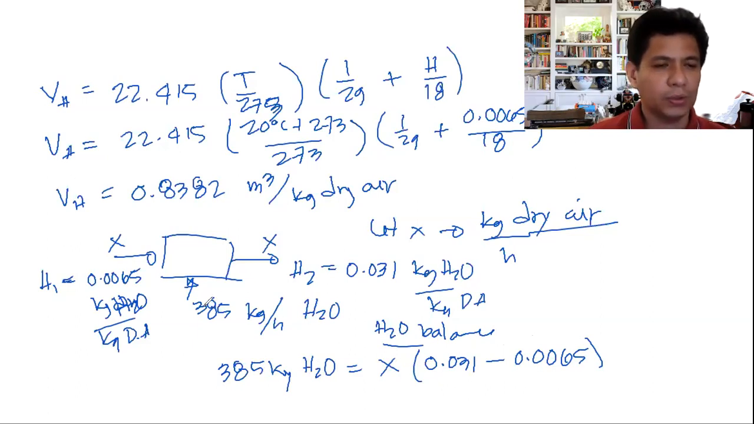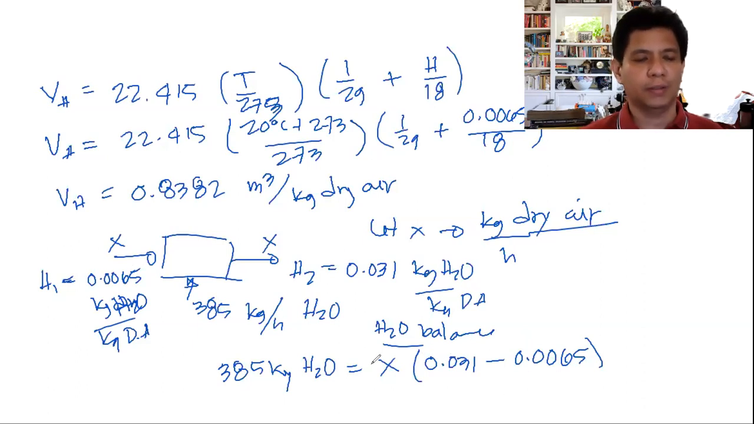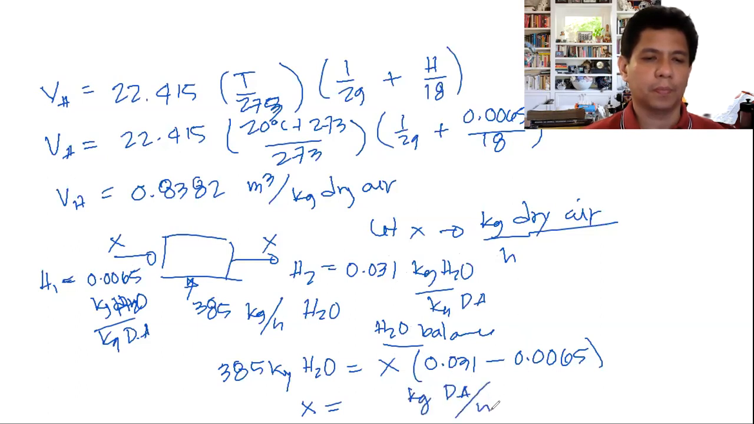Ito pumapasok, 385, plus yung 0.0065 pumapasok din. So pag nilipat nyo yung positive doon, tapos ito yung lumalabas, 0.031. So tama naman yung units yan, no? Kasi 0.031 kilogram water per kilogram dry air times X. X is kilogram dry air per hour. So as you can see, magka-cancel lang yung kilogram dry air. So kilogram water per hour yan. Ito kilogram water per hour din yung 385. So just simply solve for X. Ang unit ng X would be kilogram dry air per hour. So X is equal to 15,714.